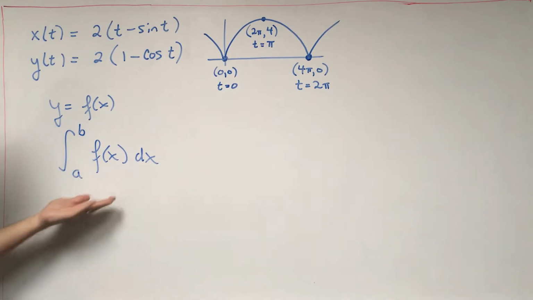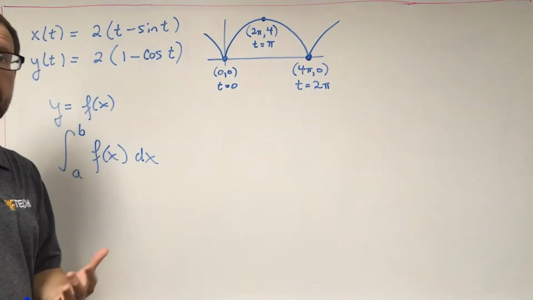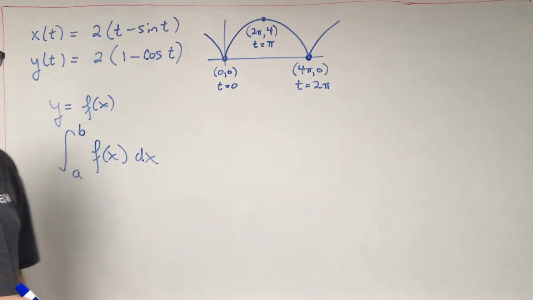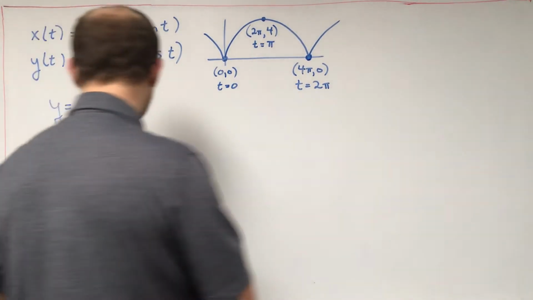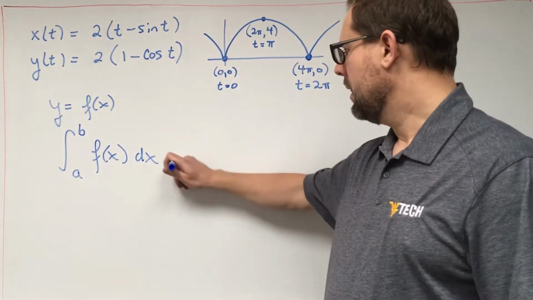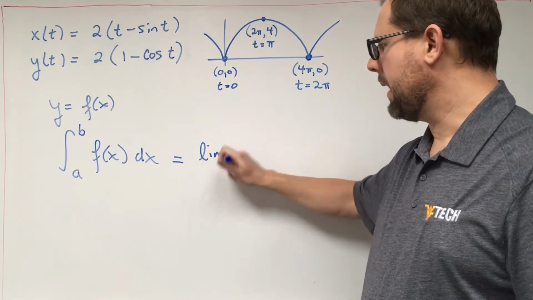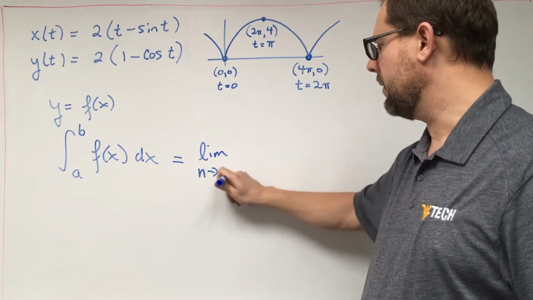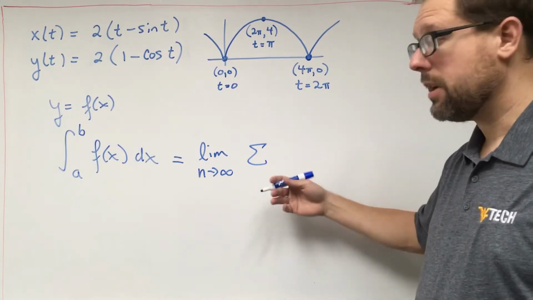So let's keep it general here. Let's just say from a to b and see if we can understand the relationship between x, y, and t that will yield a formula that we can use to do the integral as needed. All right, so what is the integral of f of x dx? If we go back to our definitions, it's a limit as n goes to infinity of some kind of special sum, a Riemann sum.